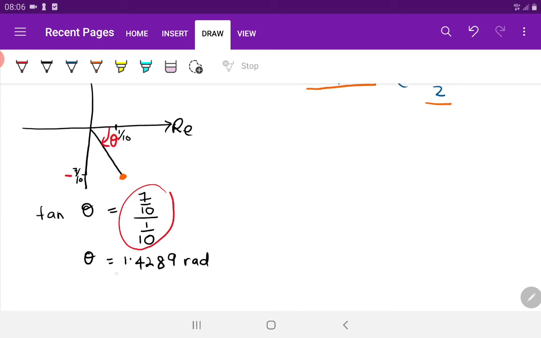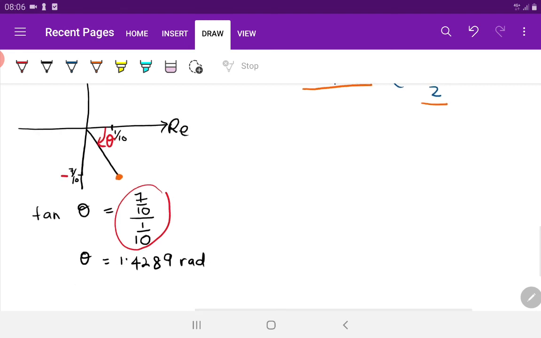So after you get theta equals 1.4289, rewrite again your answer like this and put a negative sign. This indicates your final answer. Your final answer must have a negative sign because of the arrow over here. It is in clockwise direction.